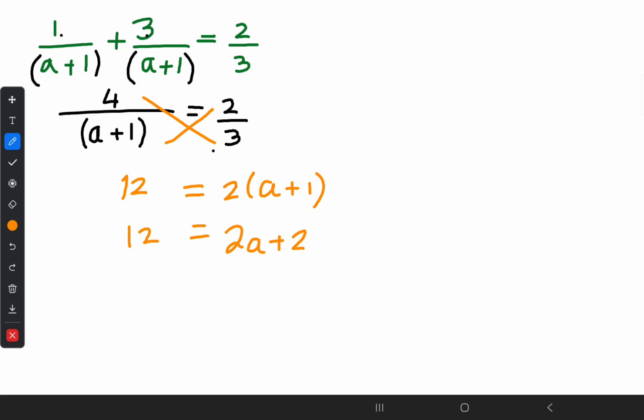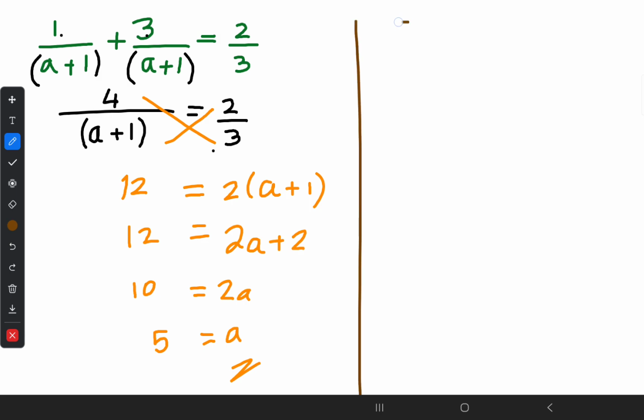Bring the 2 as a subtraction. So 10 equals 2a. So a would be 10 divided by 2, which is 5. a is 5 here. The denominator is the same. Okay, look at this. This is the common denominator because both denominators are the same, so you can keep it as it is. Next question, 5 upon x minus 2 plus 3 upon x minus 2 equals 2.